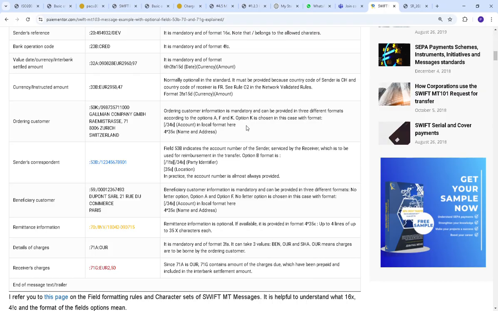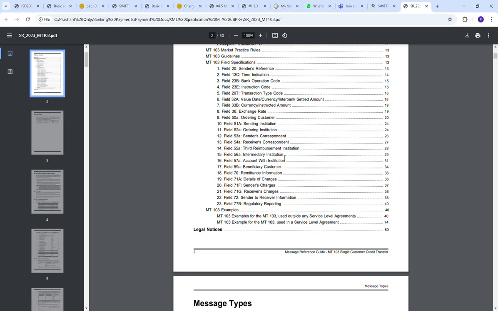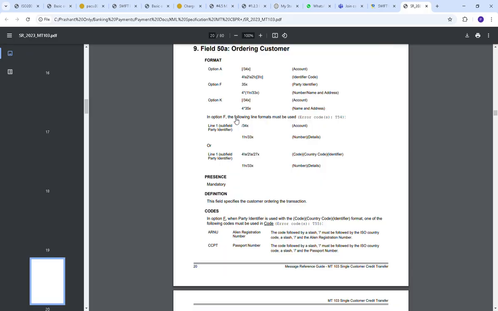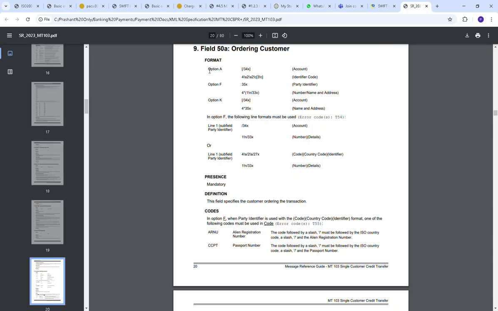Now if you remember K also, that is fine, with name and address. A may be having only name. A means only account. I think F means account and address, something like that. But don't worry, K is here, with account, address, and all this stuff. So 50K is the ordering customer, who is sending the payment. That is the name for it. 50A, number 9, 50A, ordering customer. If I open 50A here, it's mentioned here.